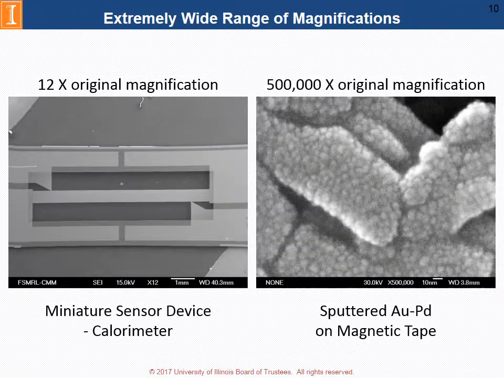With an extremely wide range of magnification, SEM can show features with size ranging from several nanometers up to tens of millimeters. As you can see on the left image of a sensor device, the scale bar is 1 millimeter. On the right image, which shows gold platinum particles, the scale bar is 10 nanometers.